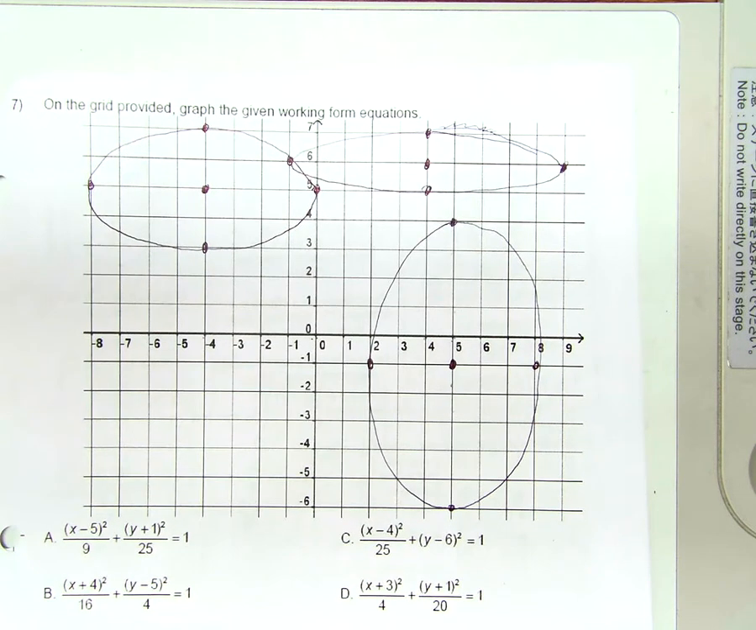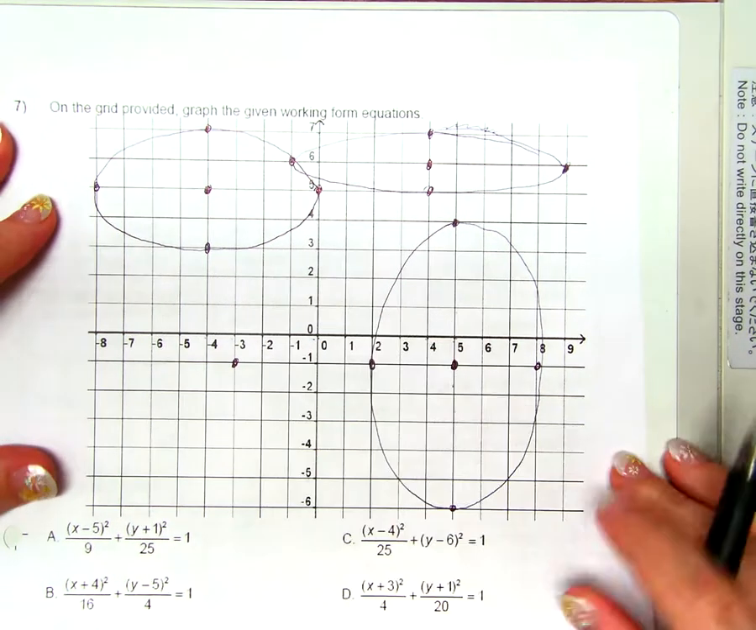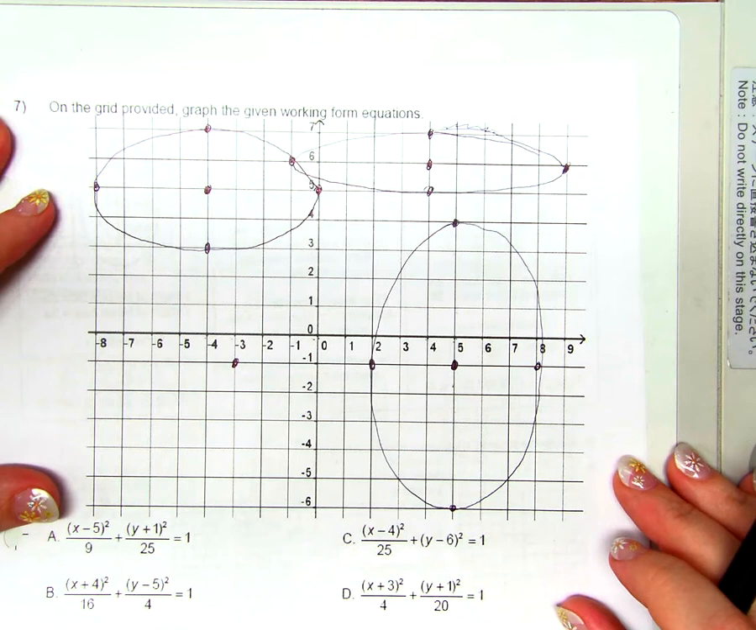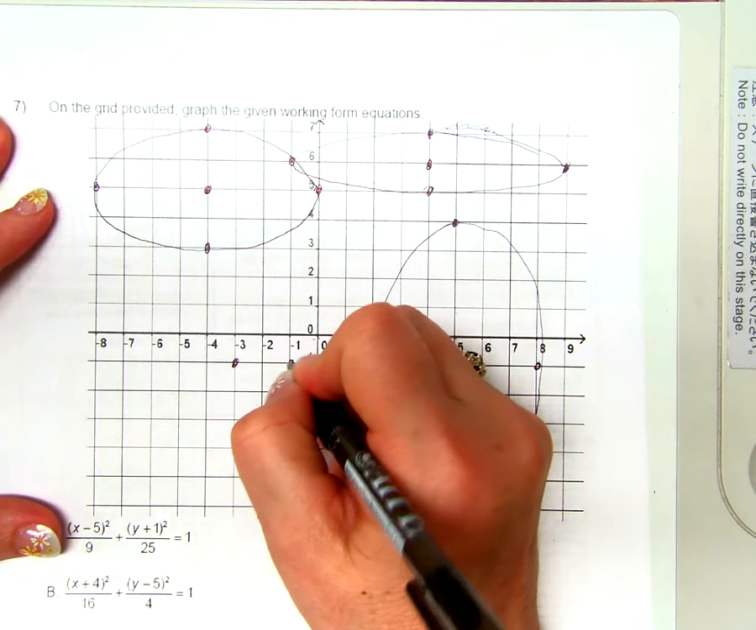So what about D? Where's my center? Negative 3, negative 1. How far left and right? Ooh, this is the one that's tricky, right? Left and right too. How far up and down?